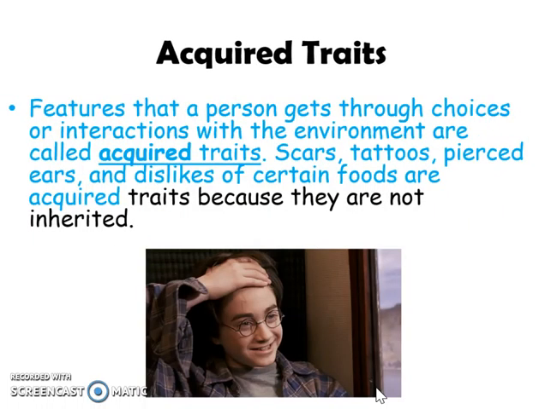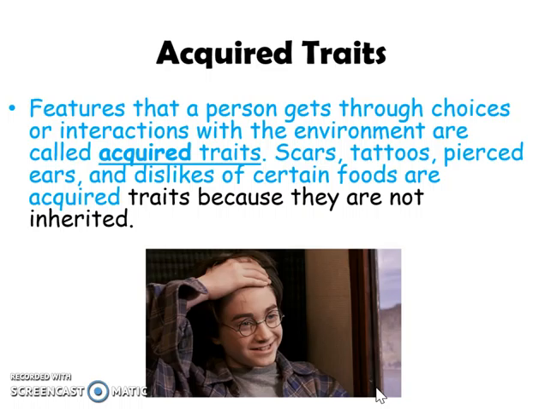You also have traits that are acquired. Features that a person gets through choices or interactions with the environment are called acquired traits. Scars, tattoos, pierced ears, and dislikes of certain foods are things that are acquired. They are not inherited. So maybe you don't like broccoli. It's not because your body says you don't like broccoli. It's because of the environment you grew up in; you just don't like it.